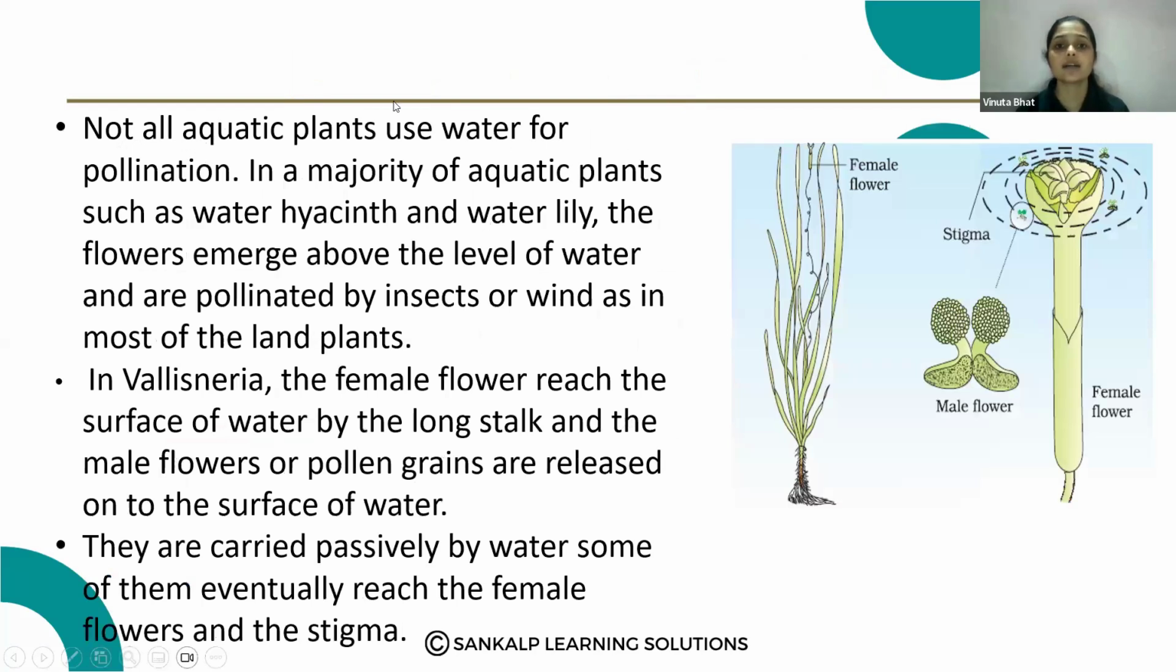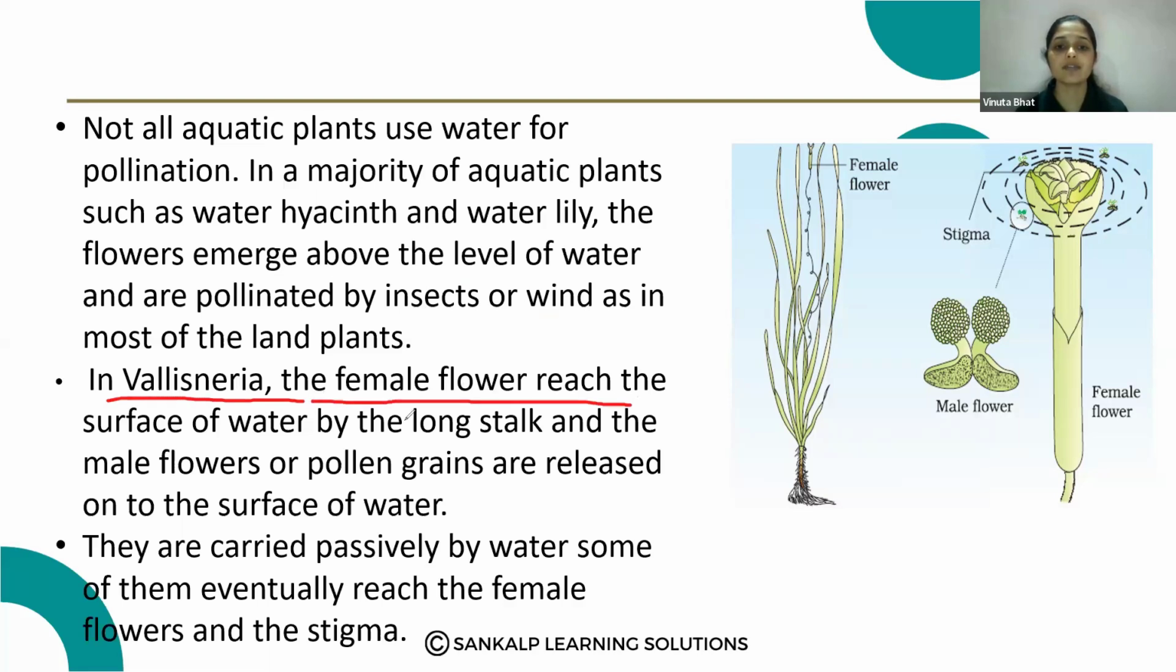Important: not all aquatic plants, meaning plants which grow in the water, use the water for their pollination. For example, water hyacinth and water lily. These two plants grow in water, but they do not use the water for pollination. They use other methods like wind, or mainly insects, for the transport of the pollen grains. In these plants the flower emerges above the level of water and is pollinated by winds or insects, right?